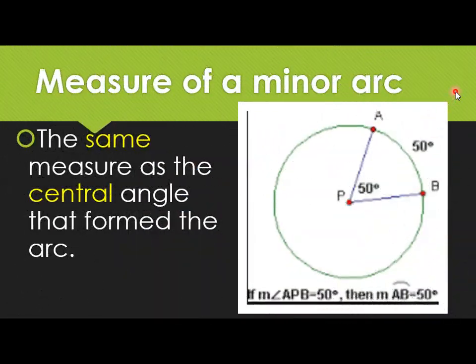All right, so the measure of a minor arc, I need you to make sure you draw this in your picture, that if the angle at the center is 50, then the arc is 50. It is the same measure as the central angle that formed the arc. Measure of a minor arc, arc AB, is the same as the central angle. So look at how I wrote that down here. The measure of angle APB is 50, then the measure of the arc is 50. 50 degrees, 50 degrees.